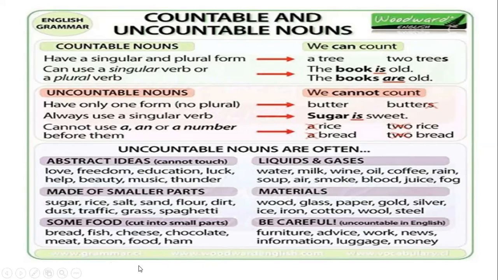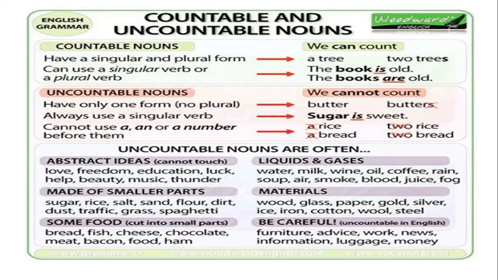These are uncountable nouns. Also we have liquids and gases like water, milk, wine, oil, coffee, rain, soup, air, smoke, blood, juice, and fog. In the case of water, milk, and wine, you need to move them into a measure unit. En ese caso tenemos que moverlos a una unidad de medida. Por ejemplo, decir one glass of water, un vaso de agua, ahí sí cuento el vaso, ¿verdad? One glass of milk or one cup of milk, one bottle of wine, one bottle of oil, one cup of coffee, 100 millimeters of rain, 10 cups of soup, for example, etc.